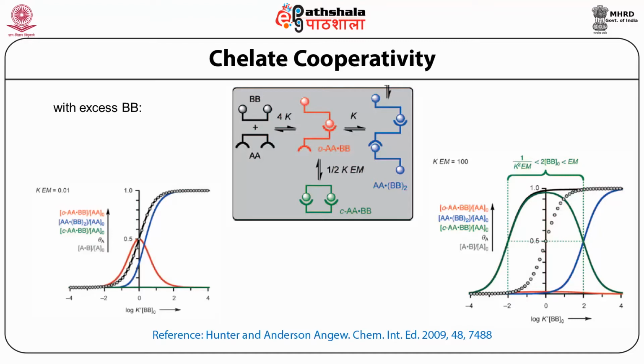However, when we have an EM which is more than 1, that is around 100 in this case, we see a significant population of this cyclic product. However, beyond a particular concentration of the ligand, the cyclic product gets converted into this 2:1 complex, the open chain polymerized product. This is very important, and we see that in this case of positive chelate cooperativity, there is no development of concentration of the red species, which is the intermediate.